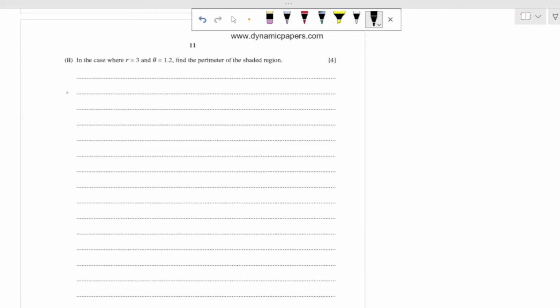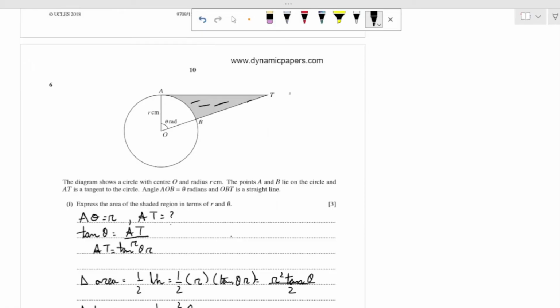On the next question, they say in the case where R is equal to 3 and theta equals 1.2, find the perimeter of the shaded region. Right, so how will we find the perimeter of this region? We need to first of all know what will be the perimeter of this shaded region. So the perimeter of the shaded region is this line AT and this line BT and this sector over here. That is your perimeter of the shaded region.